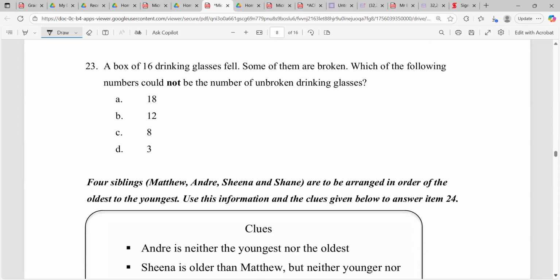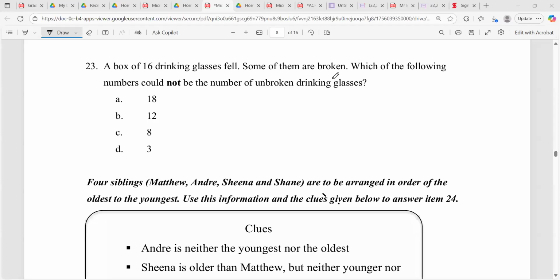All right, a box of 16 drinking glass fell. Some of them are broken. Which of the following numbers could not be the number of unbroken glasses? Well, 18 stands out because it's 16 already to start with, so it couldn't be 18. So that's pretty straightforward.